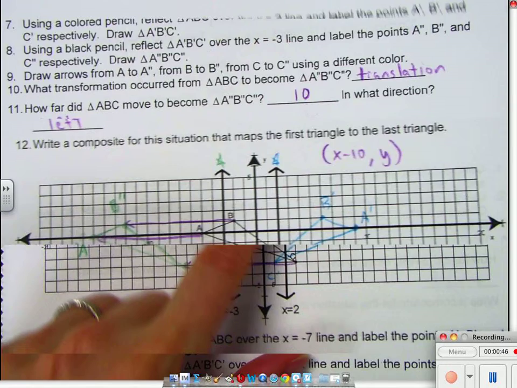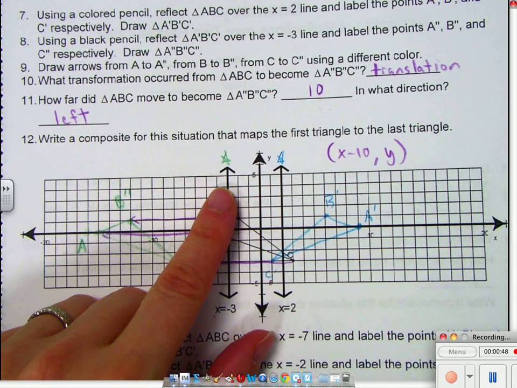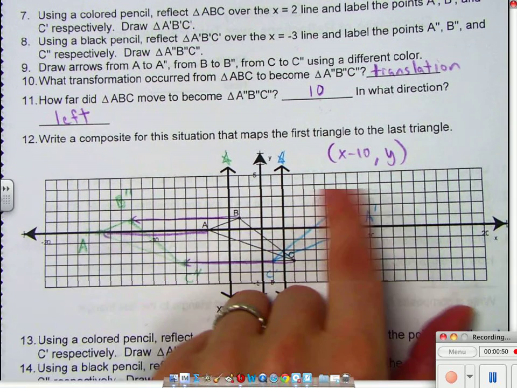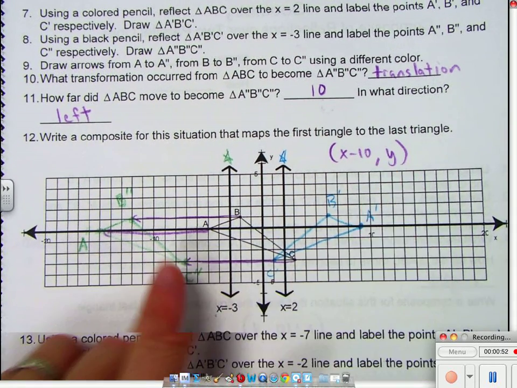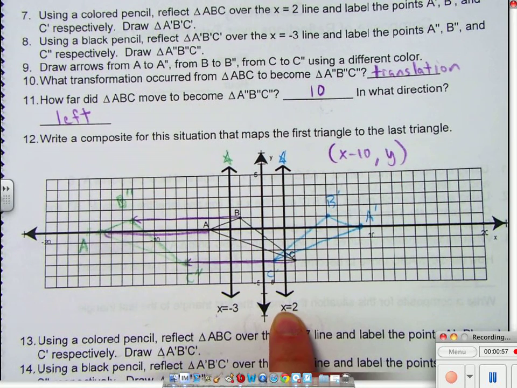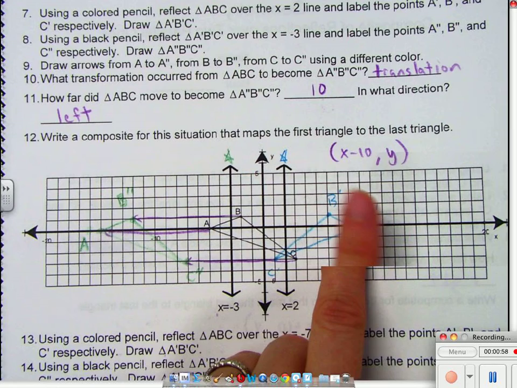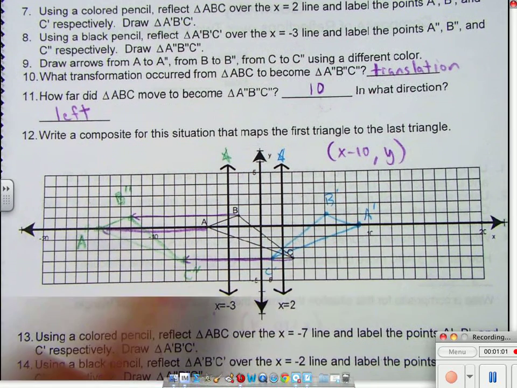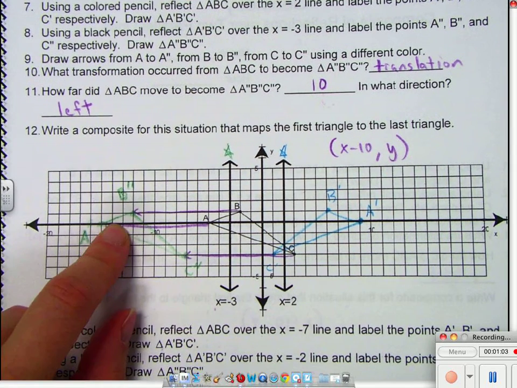All right. We again have a translation of 10 units to the left, so that's x minus 10, y. We took our first triangle and flipped it over x equals 2. I have a blue triangle there, and then we took that blue triangle and flipped it over the green, giving us this triangle over here.